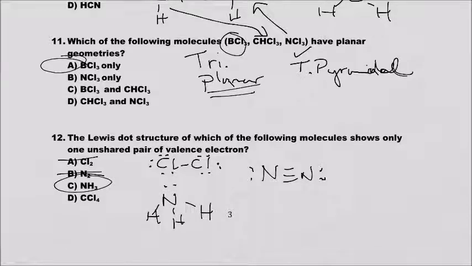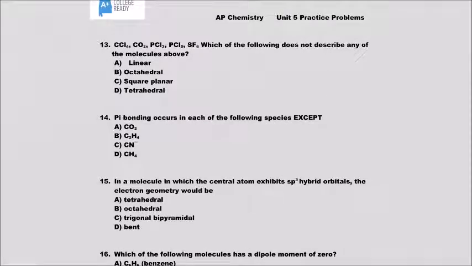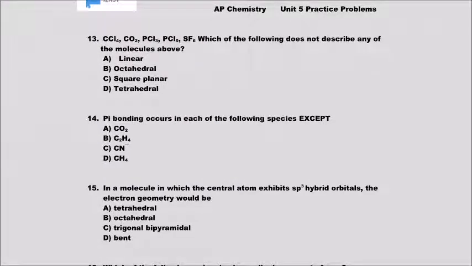It can't be carbon tetrachloride because each of those chlorines is going to look like this and have lots of pairs of electrons around it. All right, 13. Which of the following does not describe any of the molecules above? Okay, the way I like to do this is I see the choices here. Instead of saying A, B, C, D, I look at all the different formulas given and I draw these molecules, or perhaps I know their shape. Like I look at CCl4, we just saw that. We know that that's tetrahedral. Okay, so that's not the answer.